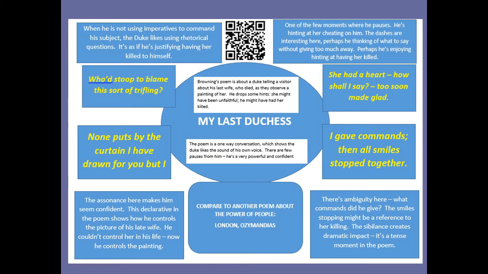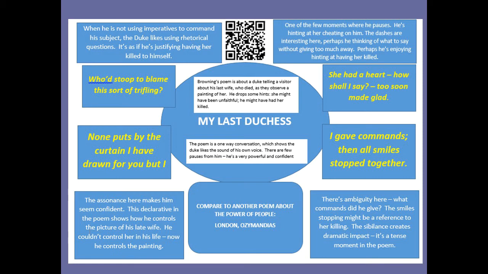This is my favourite bit in the whole poem, where he's thinking about what she was like in her life when she was alive, what sort of a person she was. And he says, "She had a heart"; and we've got this dash here. It's an extended pause. "How shall I say? Too soon made glad." And I really love how Browning uses these dashes here for extended pauses.